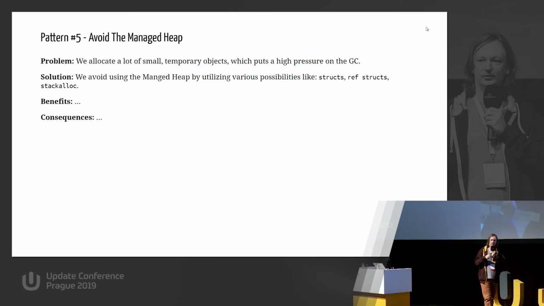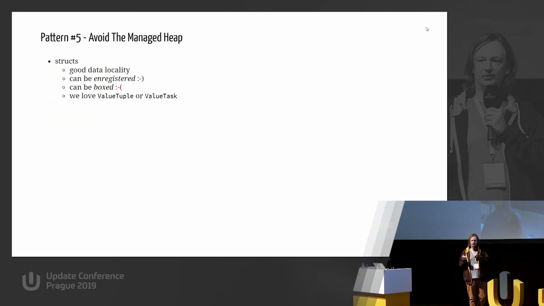When we, for example, allocate a lot of small temporary objects, it would be nice to not touch the managed heap, because it will introduce overhead for the GC, and then the GC would need to somehow handle these objects, garbage collect them, and so on. So the best solution for us is just not to allocate at all and avoid the managed heap, by utilizing various possibilities, like structs.